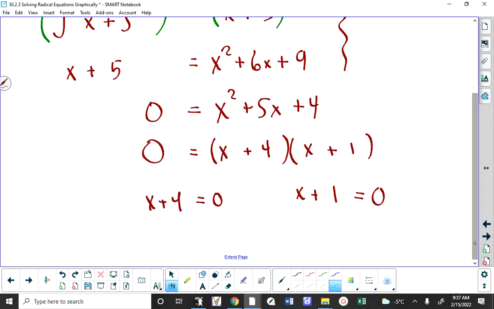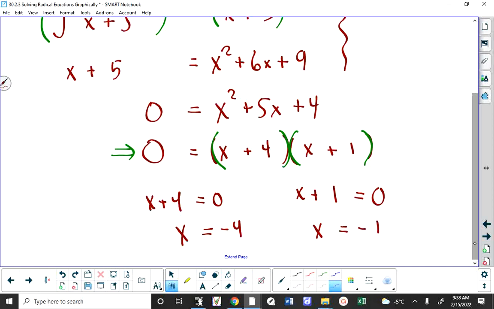The reason this works is that if you have factors, things that are in their own set of brackets multiplied by other things in brackets, and one of those factors happens to be equal to 0, the whole thing will equal 0. If x plus 4 is 0, I don't care what x plus 1 is. 0 times x plus 1 will give you 0, and that's what we're after. So you set each factor equal to 0 when you solve this equation, and you get x equals negative 4 and x equals negative 1.